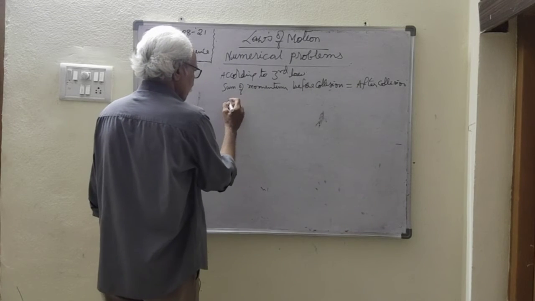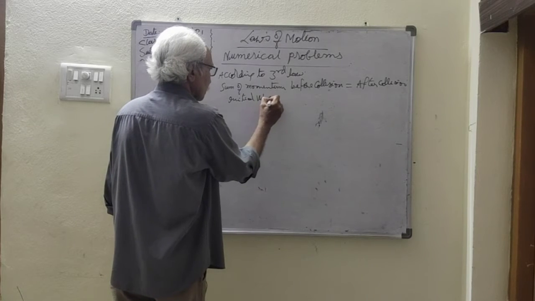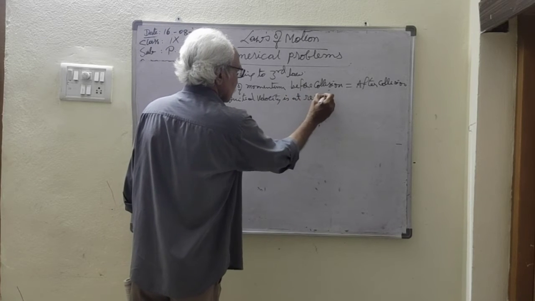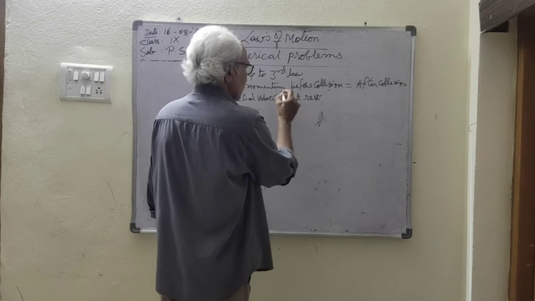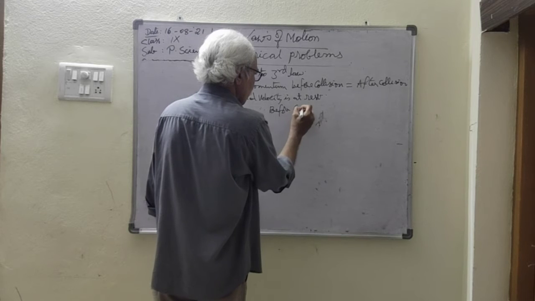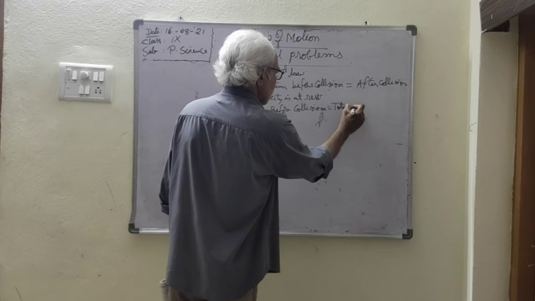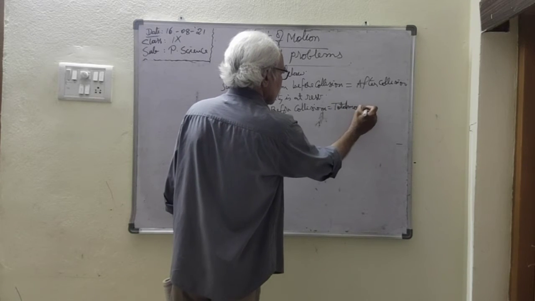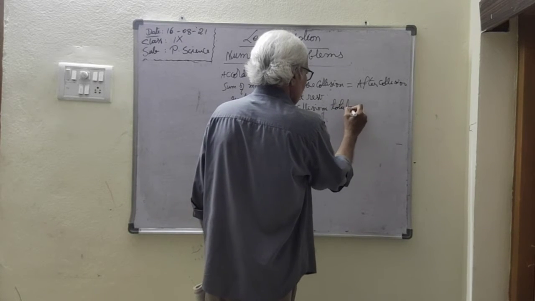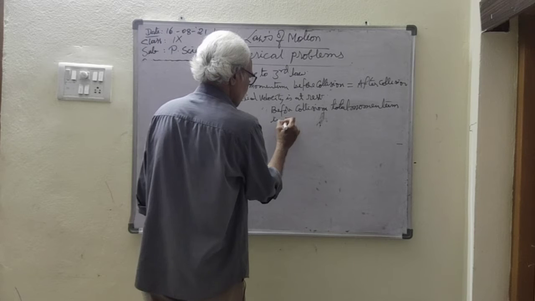So before collision, since the initial velocity is at rest, therefore before collision momentum is 0. Before collision, total momentum is 0.